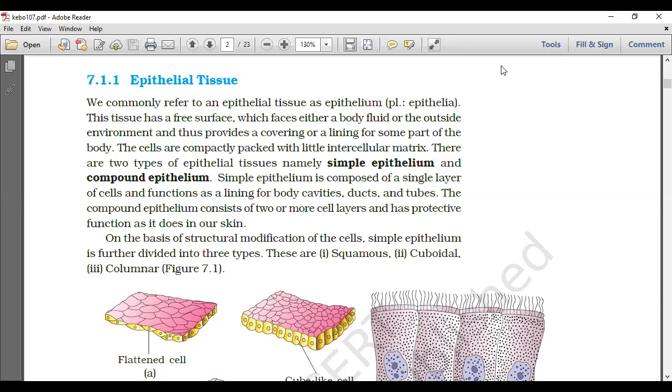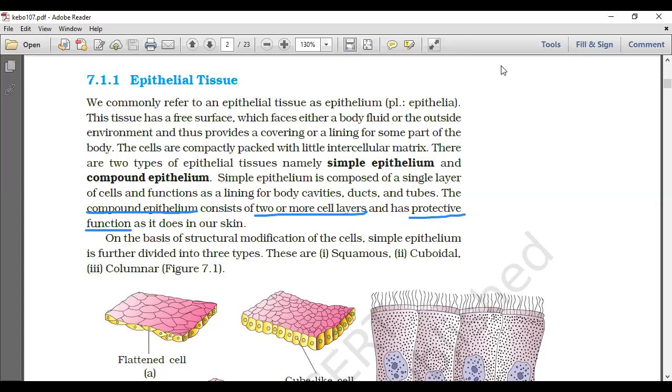Simple epithelium is composed of a single layer of cells and functions as a lining for body cavities, ducts, and tubes. The compound epithelium consists of two or more cell layers and has a protective function.